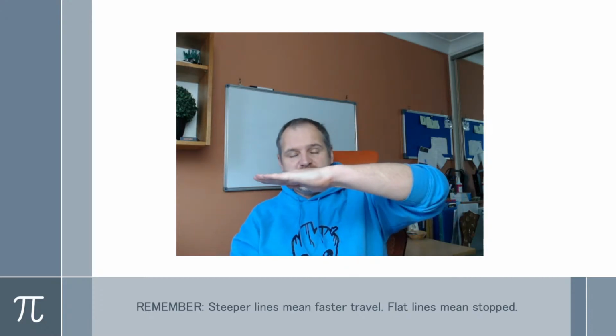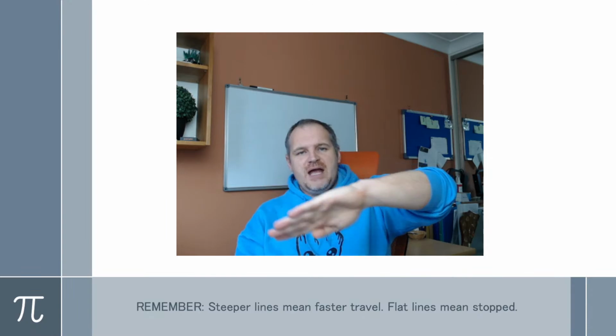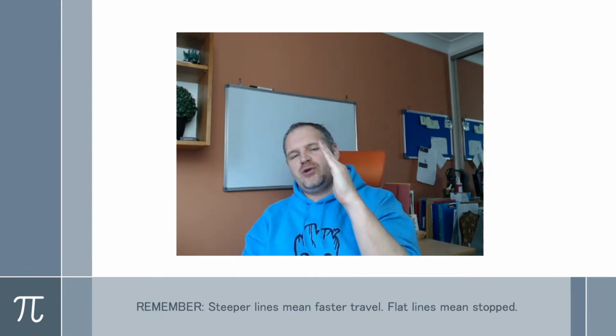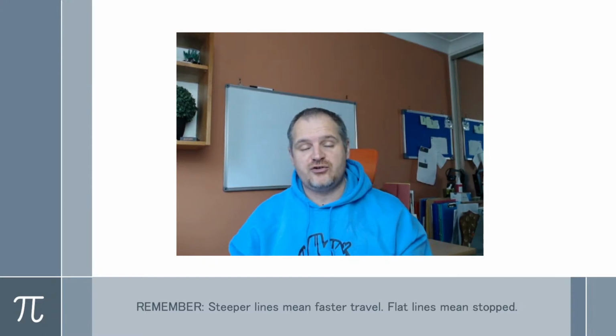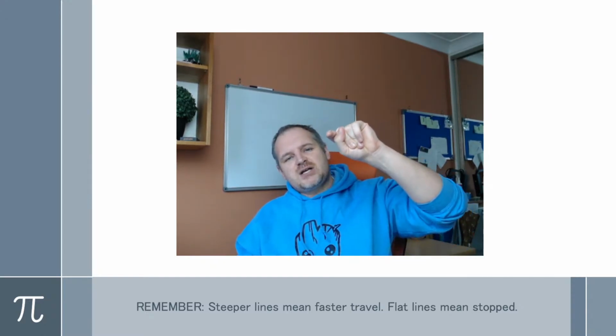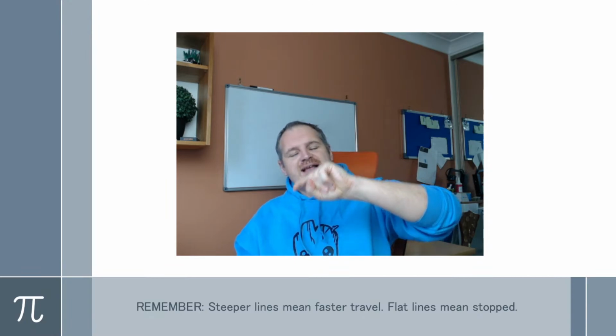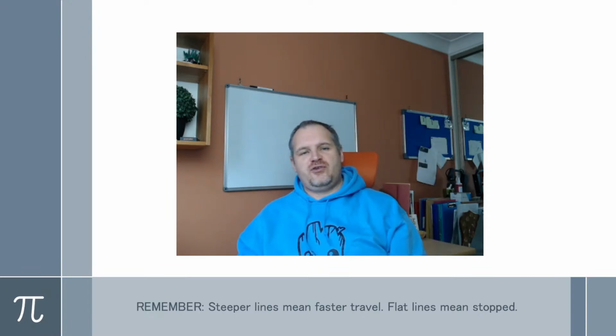And if it's flat, it means stationary, means we're not moving. Now, the only thing you sometimes get is downward lines. That does not mean we're travelling downhill. It's got nothing to do with hills at all. It means we're travelling back towards the start instead of travelling away from the start.